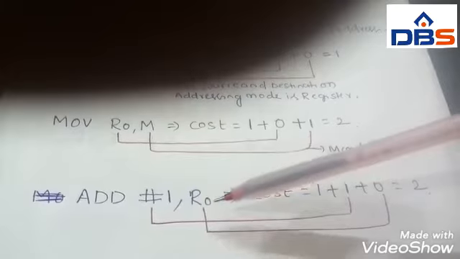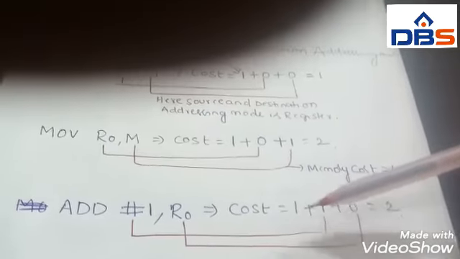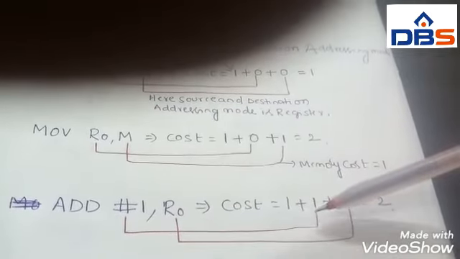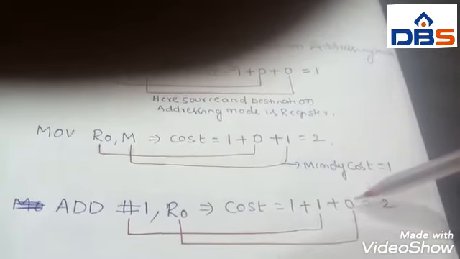Like this, add hash 1 comma R0. Cost equals 1, this is in the formula only, plus, here 1 is a constant, so for constant the cost is 1, plus here this is a register, so the cost is 0. So 1 plus 1, that is 2.